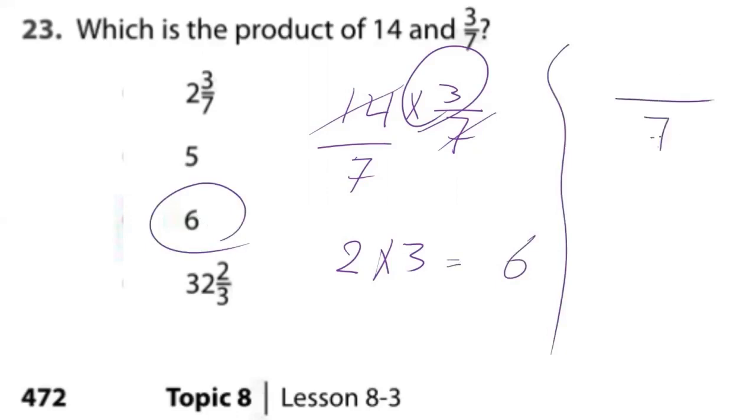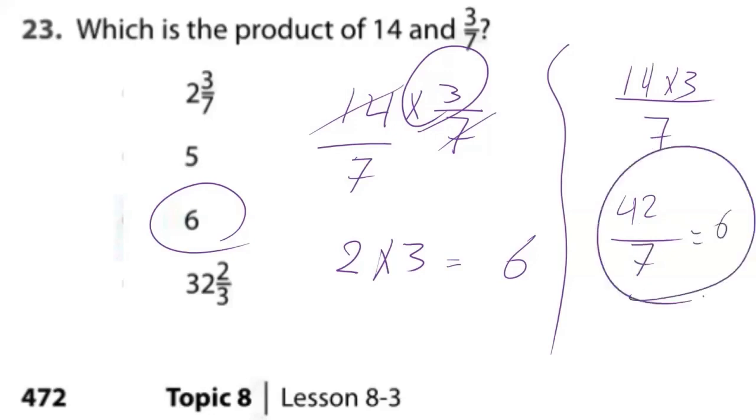Okay, drop 7 as it is and multiply 14 by 3. That will give you what? 3 by 4 equals 12. And 3 by 1 equals 3 plus 1, 4. Okay, 42 over 7 equals what? Equals 6. The same way, the same answer. Okay, the answer here is number C.